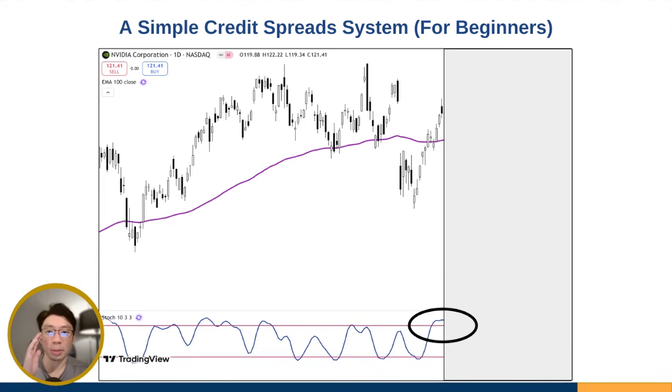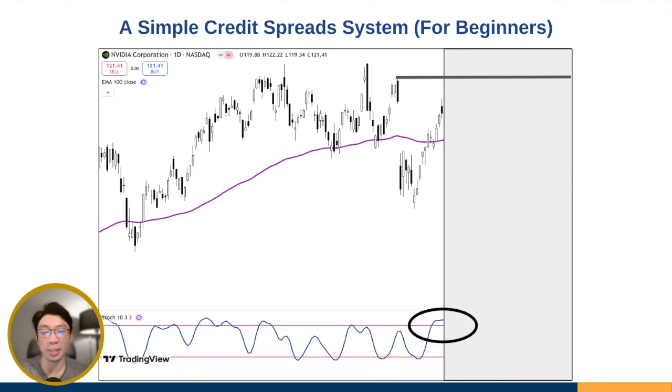Now, next example. So this example is on NVIDIA. So now we are looking at the overbought signal. So we are looking to trade the bear call spread to the downside. So look at the stochastics. It says it's overbought. Next thing, look at the previous high. Where is the previous resistance level?